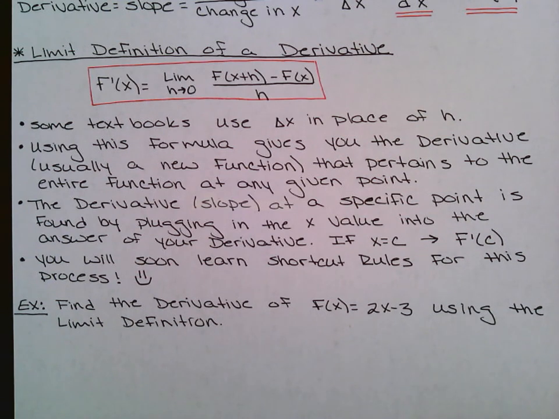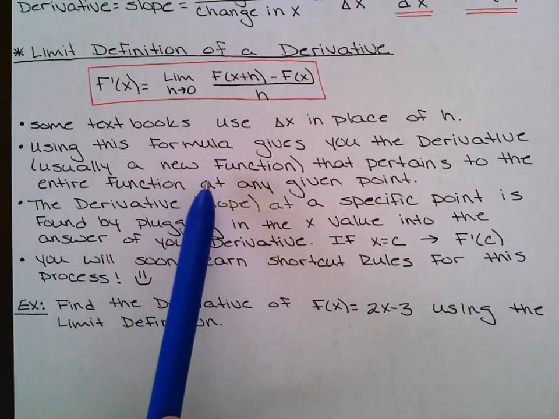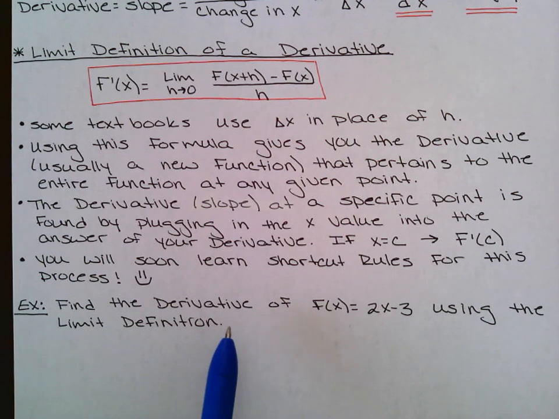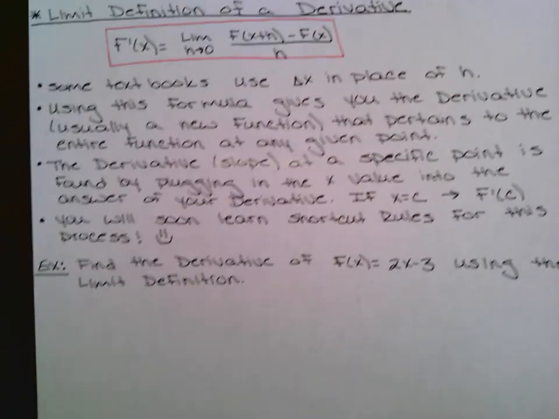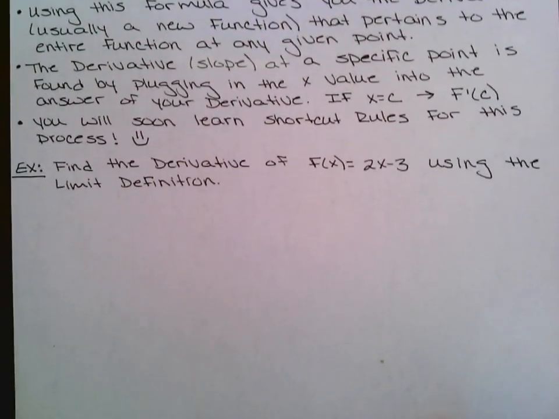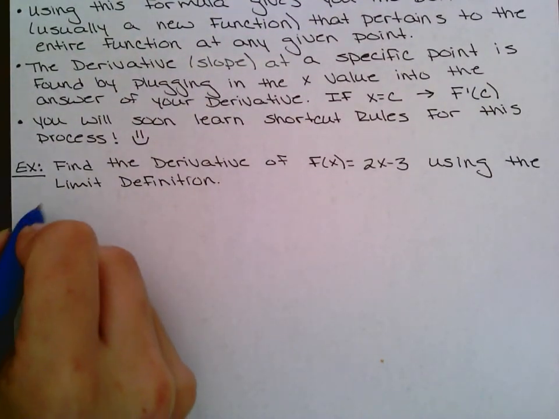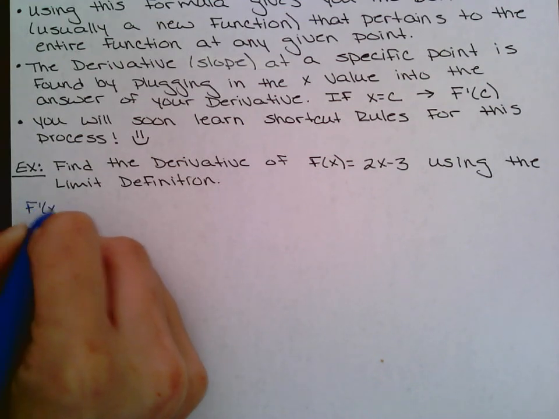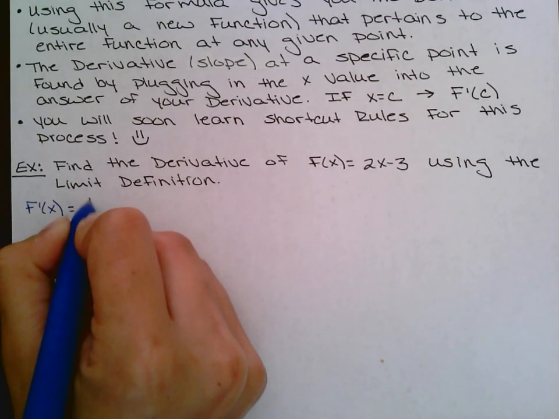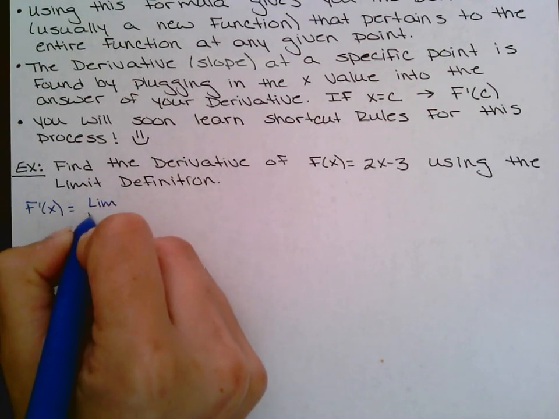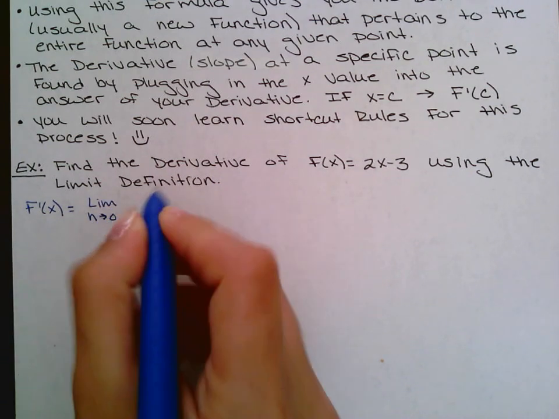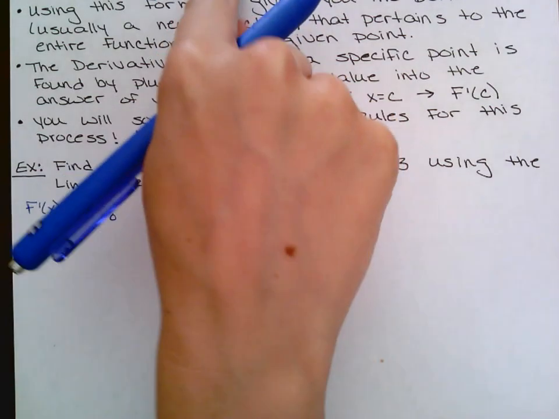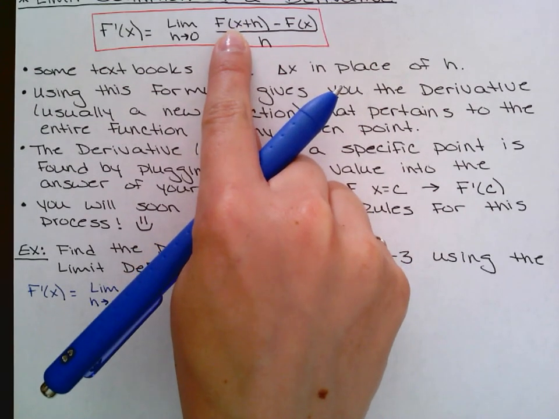So I'm first going to show you, here I said you usually get a new function. I'm going to show you that rare scenario where you don't get a function first, and then we'll go into the more complicated ones, okay? So I need to start off by writing that f prime of x is equal to the limit as h approaches 0 of, let's scroll down a little bit, f of x plus h.